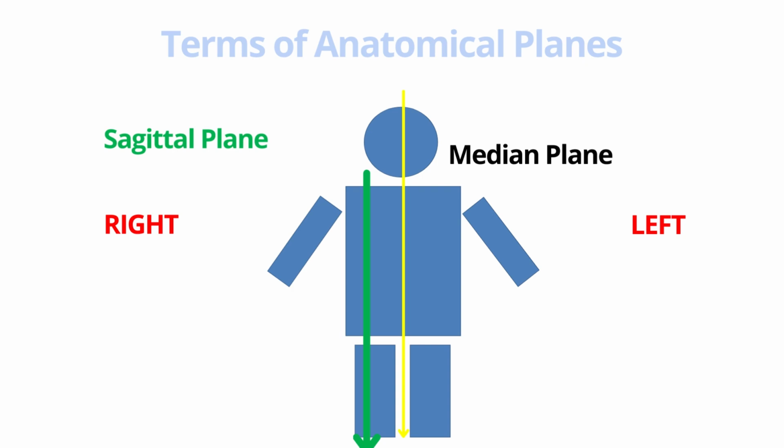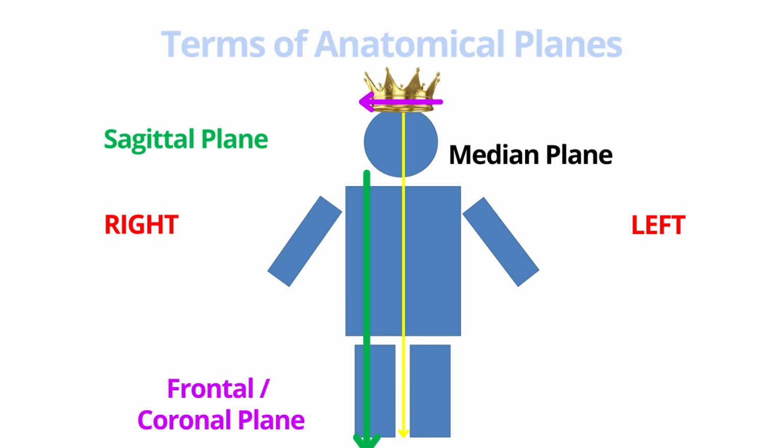The third plane is a coronal plane. Coronal in Latin means crown, so the best way to understand this plane is to imagine a crown on your head, moving down to slice the body into a front and back, also known as anterior and posterior sections. The coronal plane is also known as the frontal plane.